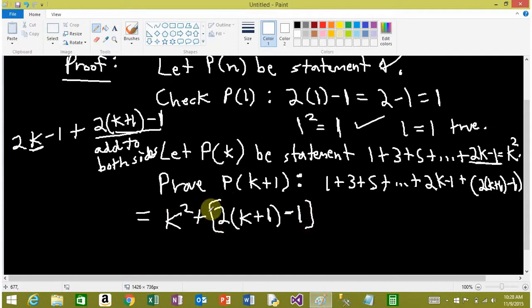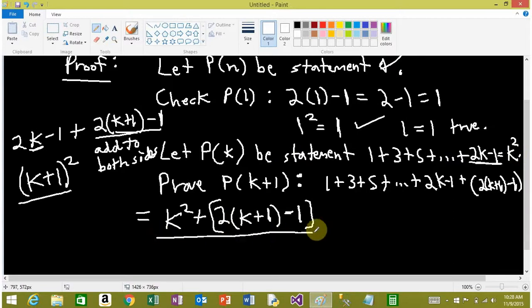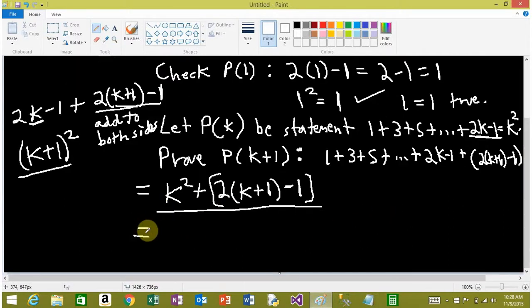Now at the end of the day, what we want on the right side is for k squared to become k plus 1 quantity squared. We want that to be like that, because that's what P of k plus 1 is going to look like, k plus 1 squared. So we have to work all of this out on the right side and show that it's going to be equal to this part right here, k plus 1 squared. So let's work that out.